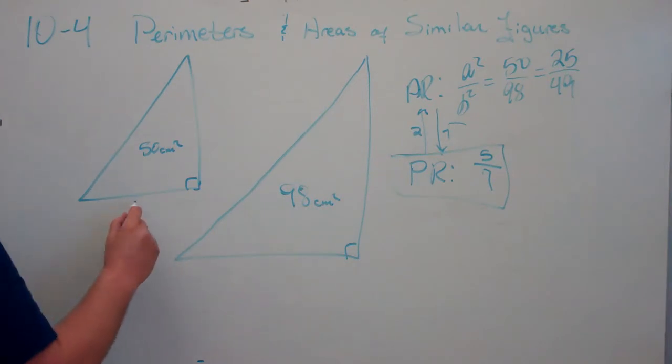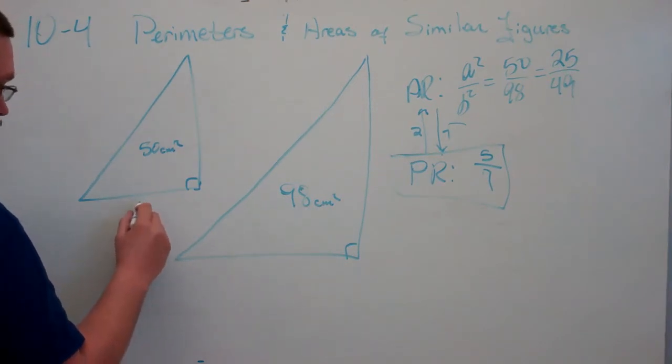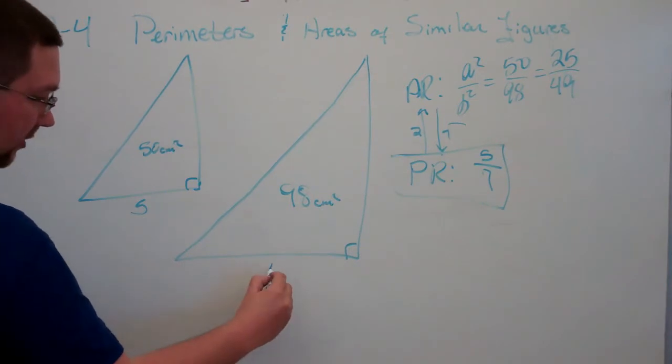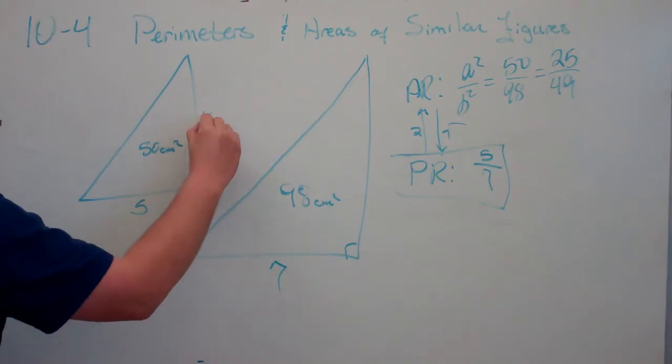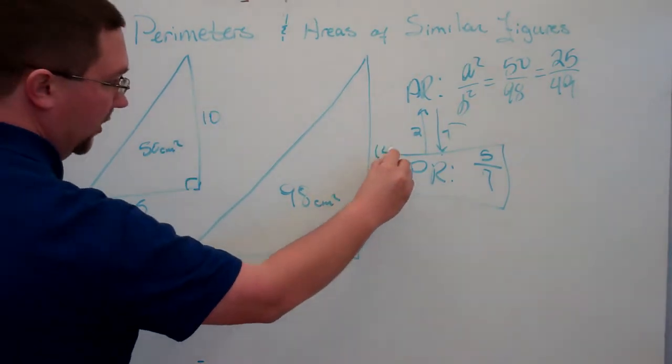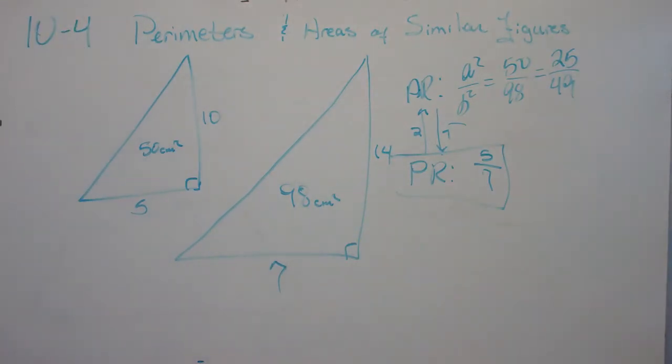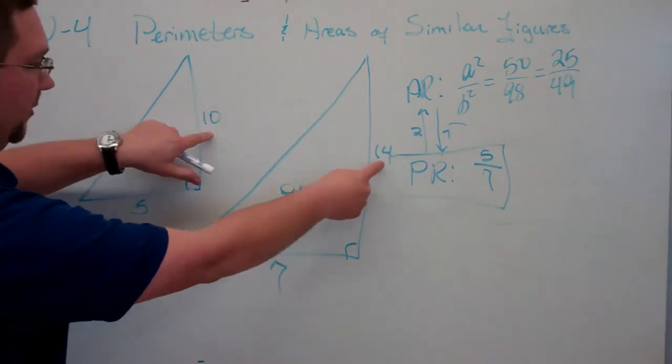Meaning if this side had a side length of 5, this would have a side length of 7. This had a side length of 10, this would be 14. Because that's 5 to 7. And here, all I did was multiply by 2.